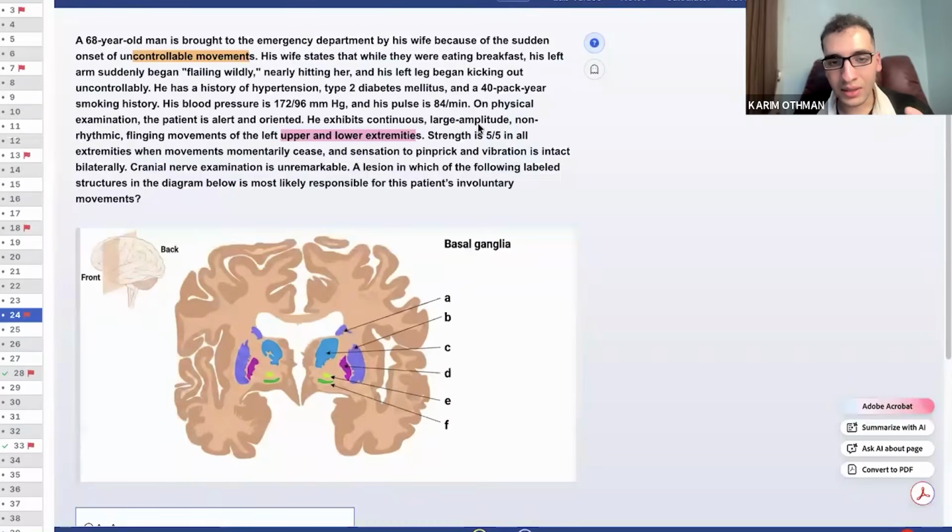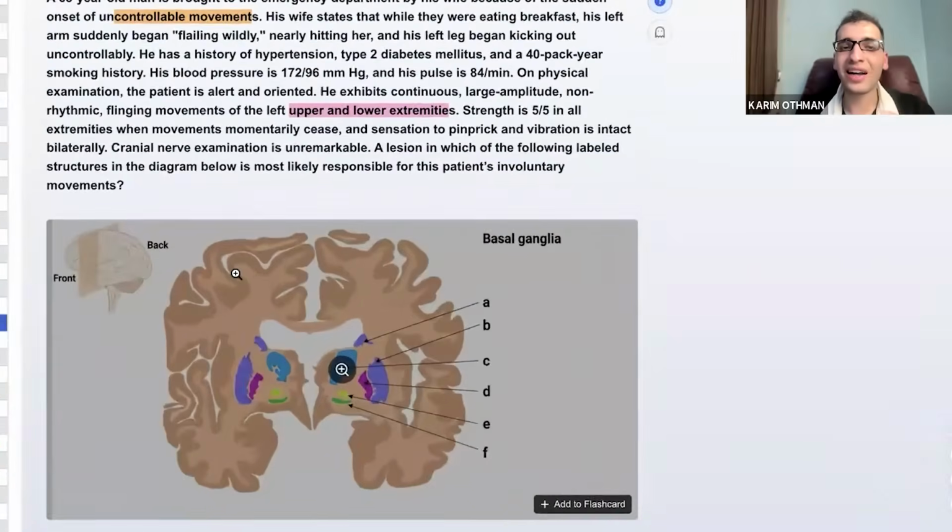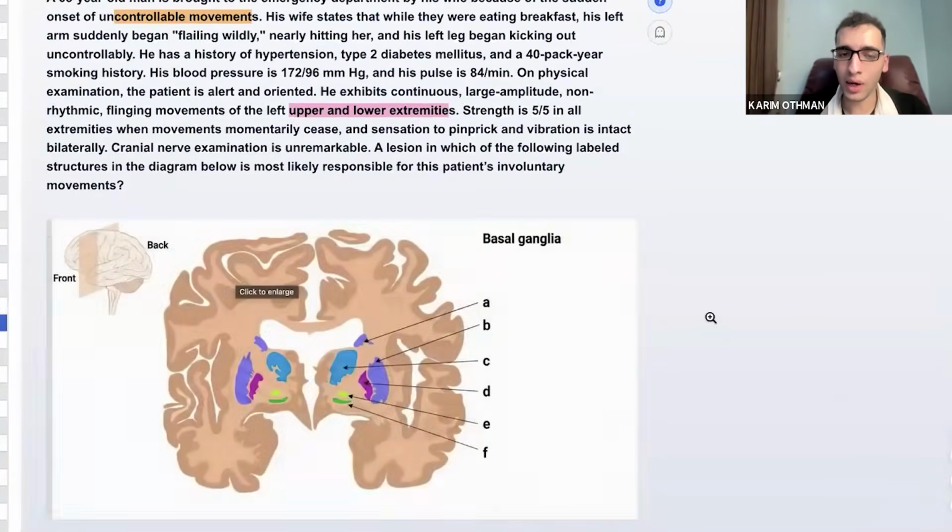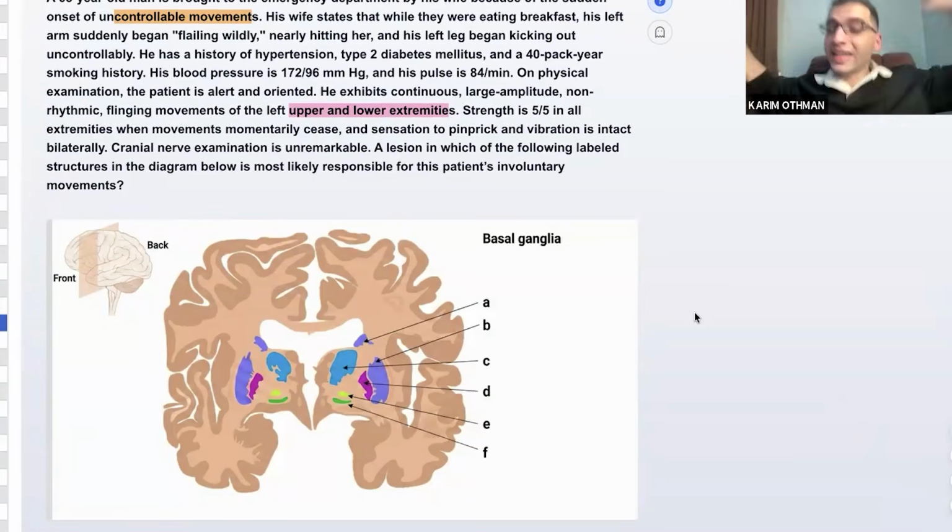So they are telling me here that this person is having uncontrollable movement and the arm suddenly begins flailing wildly. And I know some of you may think it's chorea or Huntington, but Huntington wouldn't cause this, guys. Huntington doesn't cause increased movement or very uncontrollable movement suddenly like this.